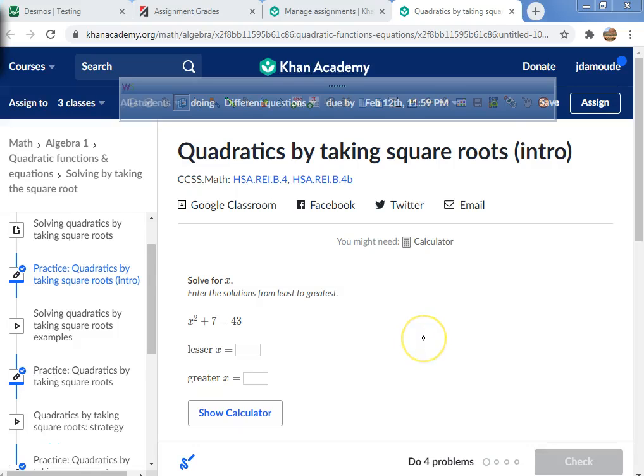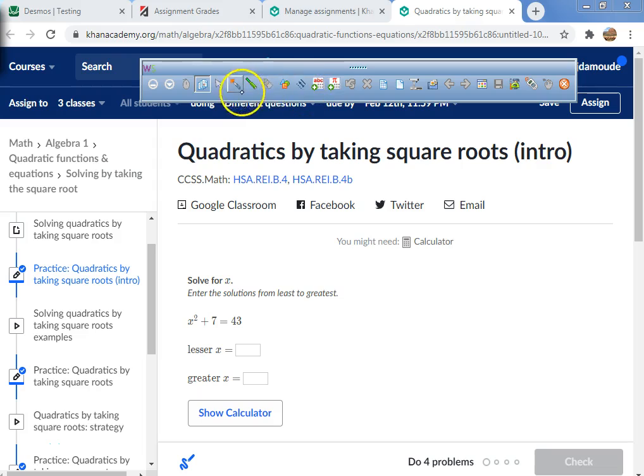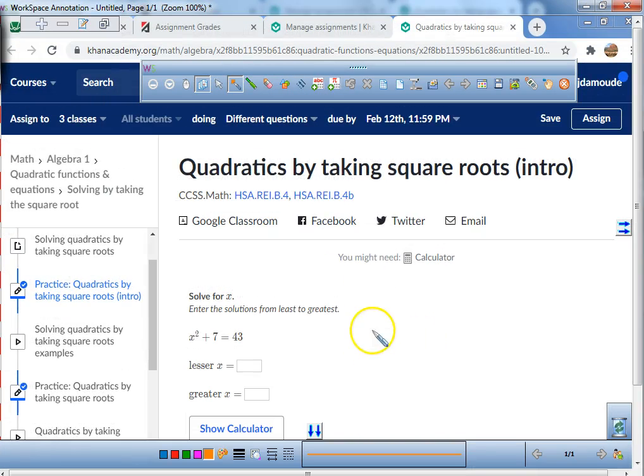All right, everybody, today we're dealing with quadratics by taking square roots intro. Try to stay awake while you're working through this. Right now, in your journal, you should have put x squared plus 7 equals 43, just like that.